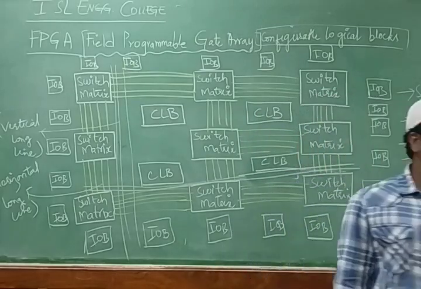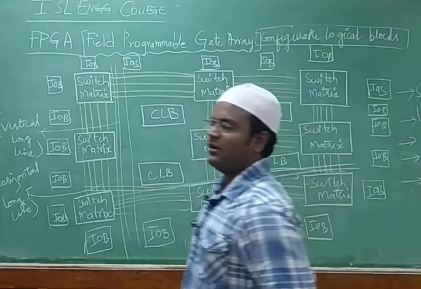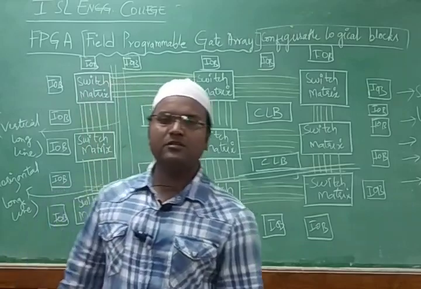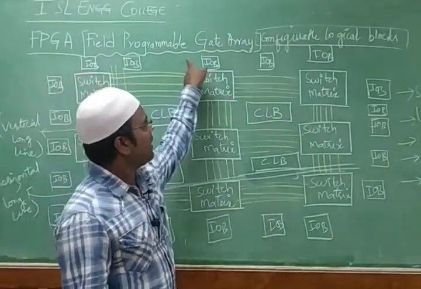One is the vertical long line, next is the horizontal long line, which is going to provide the connections of your CLB with respect to your logical functions. Okay, so this is the architecture we do have for FPGA. So in that, what are the things we have seen, students? We have seen the switch matrices. What does an FPGA consist of? It is a field programmable gate array.